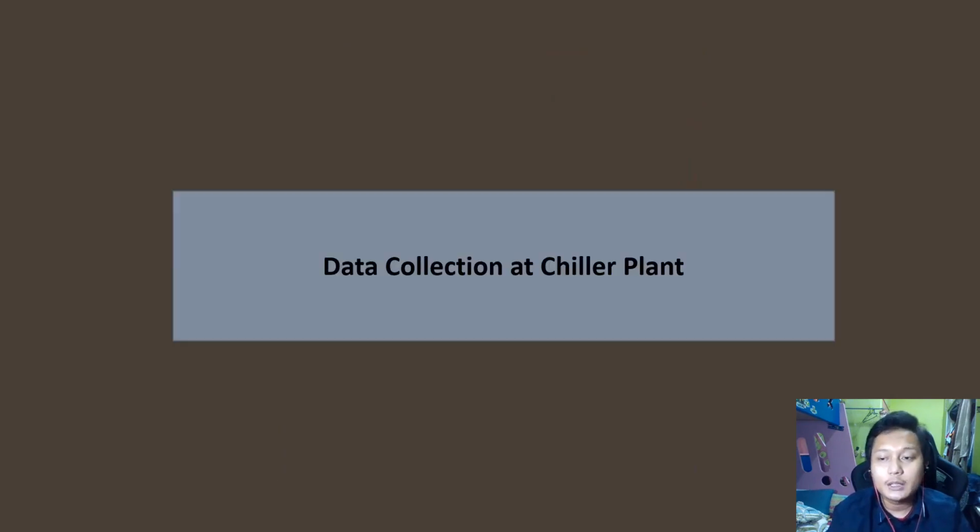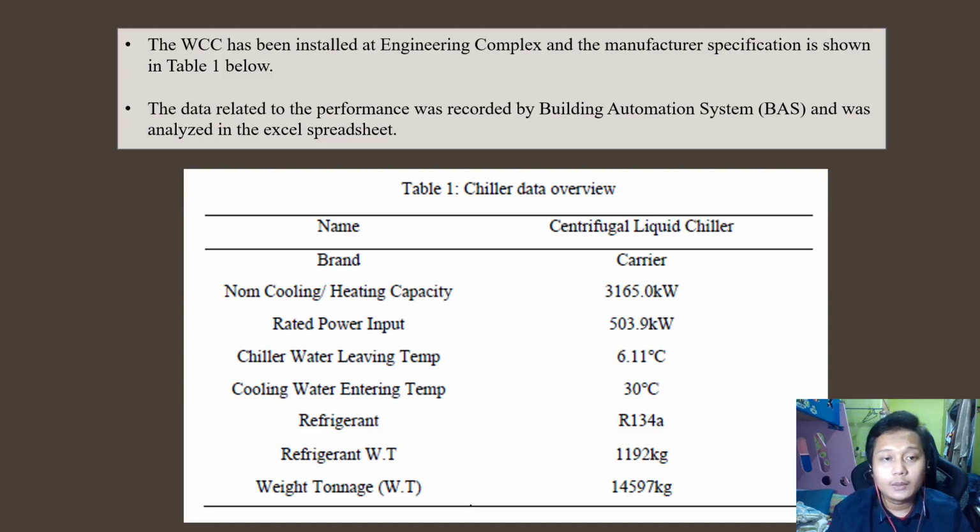Data collection at chiller plant. The water cool chiller has been installed at the engineering complex, and the manufacturer specification is shown in Table 1 below. The data related to the performance was recorded by a building automation system and was analyzed in an Excel spreadsheet. This is the chiller data overview.